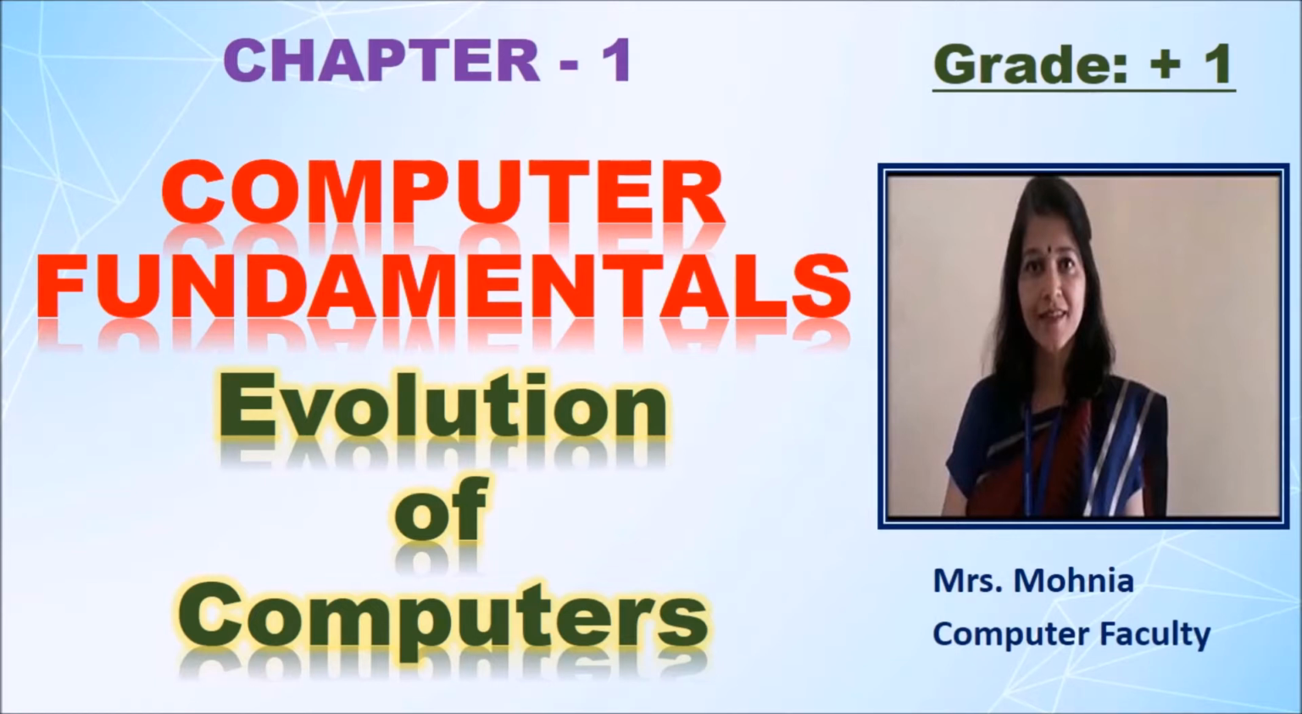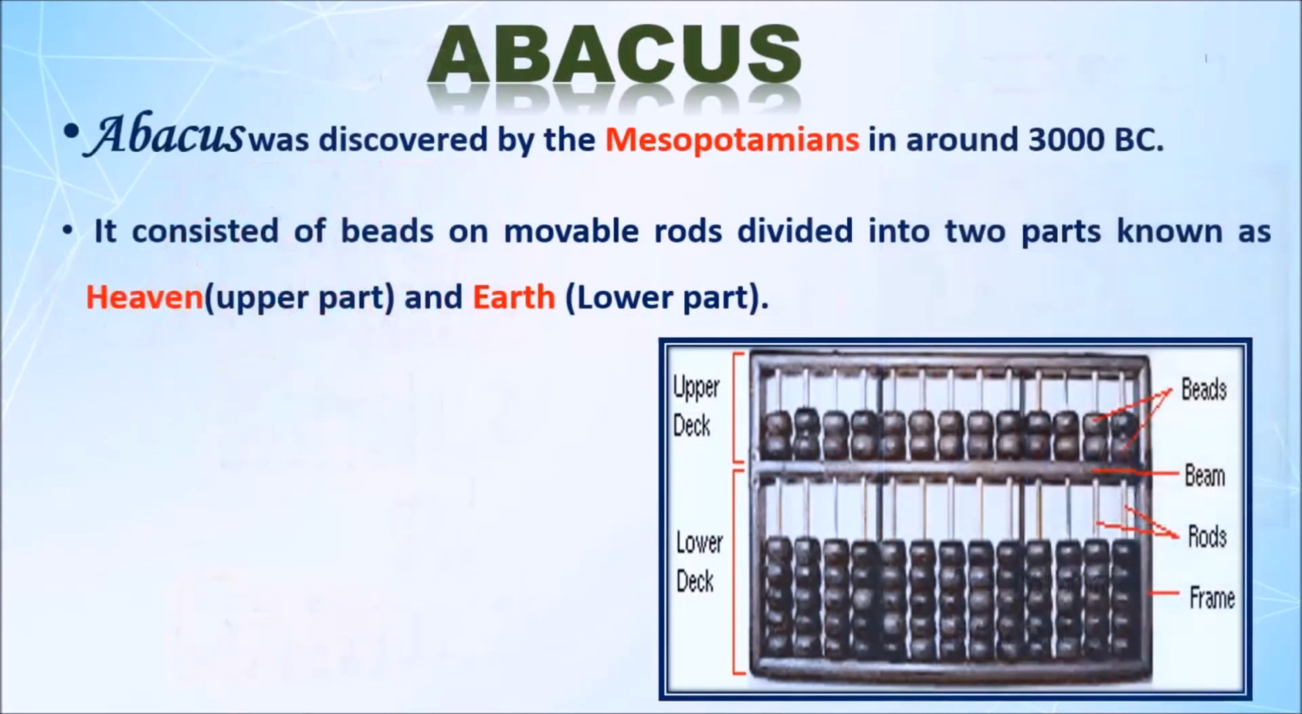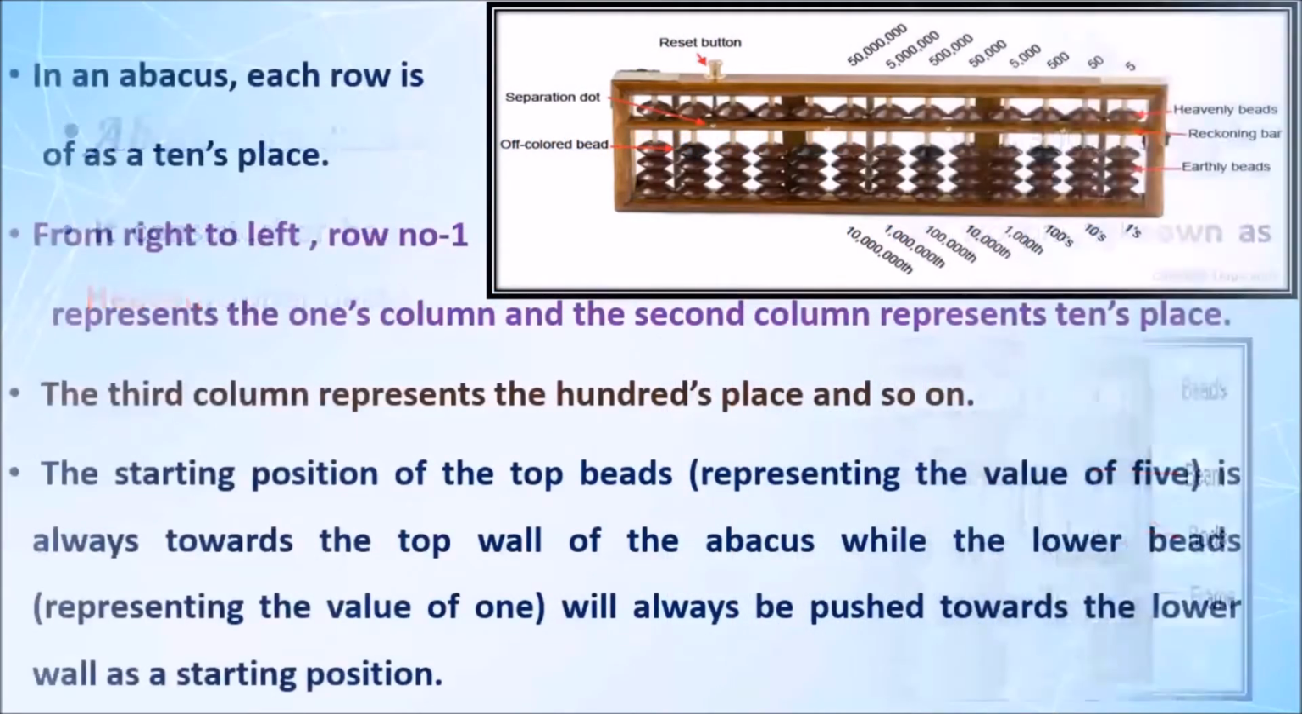Well, do you know how this computer evolved from being a small calculator to an intelligent machine? Well, let's understand this. Abacus was discovered by Mesopotamians in around 3000 BC. It consisted of beads on movable rods that was divided into two parts known as heaven, that was the upper deck, and earth, that was the lower deck.